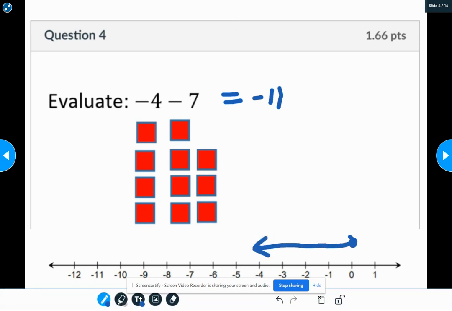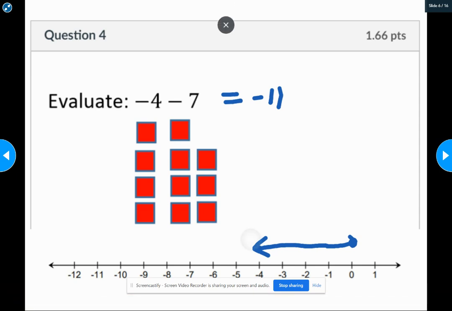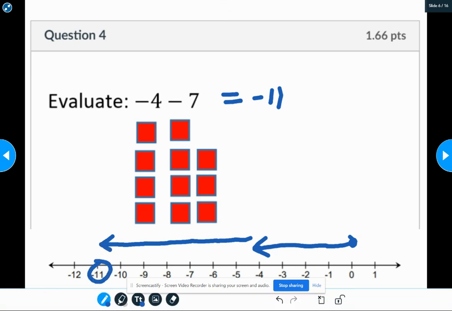And then from there, we have another negative number. We have a negative 7. So that means 7 more to the left. 1, 2, 3, 4, 5, 6, 7 more to the left. And we end up at negative 11, okay, which is what we got using the tiles. Okay, use the next video to do the next couple problems.